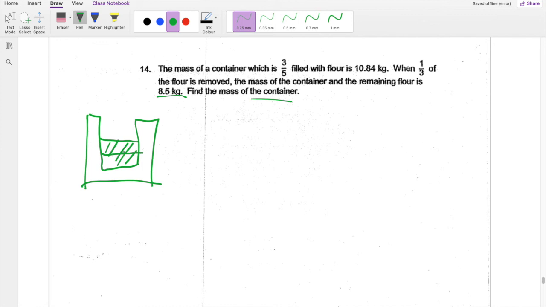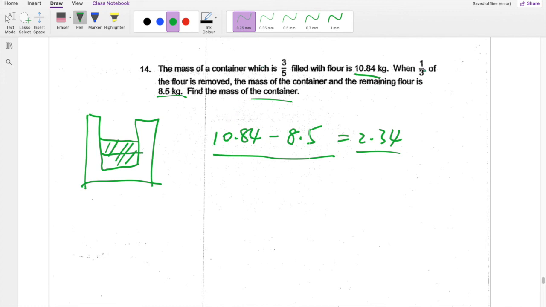flour, then there is another weight. So here, after we remove 1/3 of the flour, if we use 10.84 minus 8.5, this will give the amount of flour which is removed, right? This is the weight, right? So here, 2.34 kg is 1/3 of the flour which is removed, right?